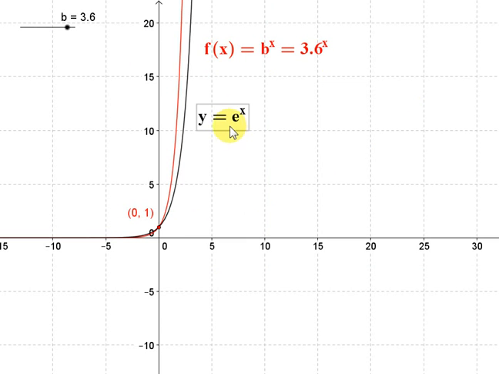Now from calculus we know that this function is special. The derivative of this function is itself. The derivative of e to the power of x with respect to x is e to the power of x.